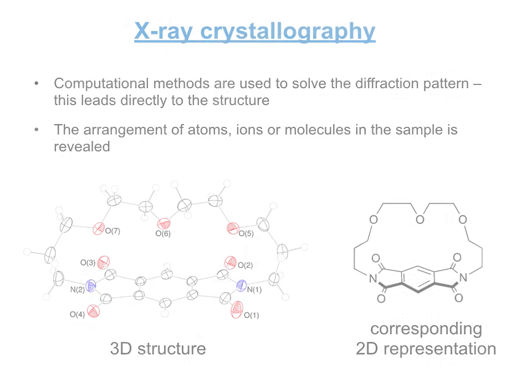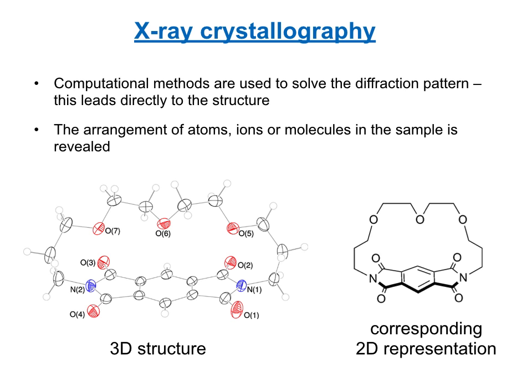So once you have the diffraction pattern, we then use computational methods that turn that diffraction pattern directly into this 3D picture of the molecule that shows you the positions of all the atoms in the sample. And if I were to draw it as a 2D structure, this is the molecule that corresponds to this 3D picture.